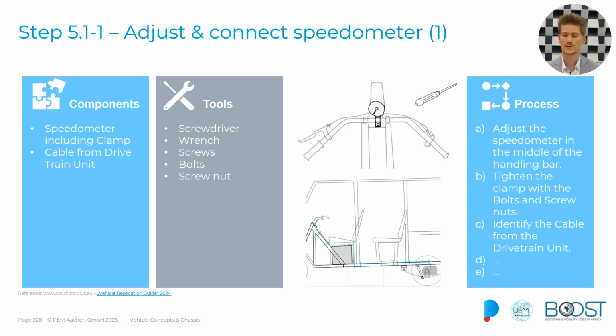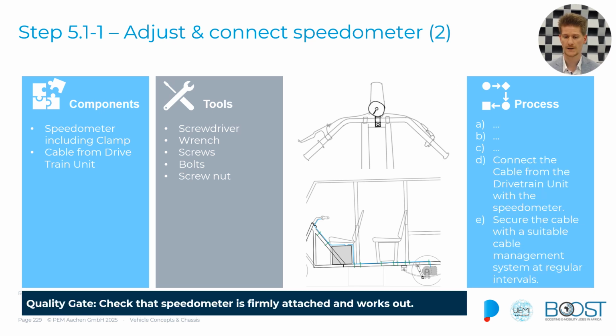And what we do is we adjust the speedometer in the middle of the handlebar, and then we tighten it with the clamp and the bolts, and identify the cable from the drivetrain unit in order to run it down to the actual drivetrain. We connect the cable from the drivetrain unit with the speedometer and secure the cable with a suitable cable management system. And then maybe we have to calibrate it, so that would be the quality gate. Check that the speedometer is firmly attached and works by just checking if it's working when the engine is actually revving.